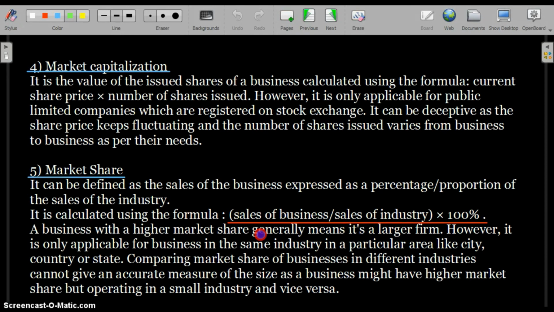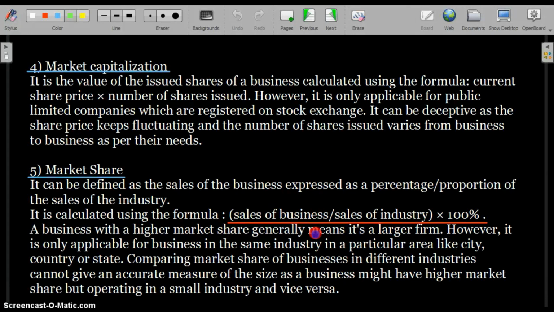Now, a business with a higher market share generally means it's a larger firm. However, it is only applicable for businesses in the same industry in a particular area like a city, country, or state. Because if you're comparing the market share of businesses in two different industries, so they don't lie in the same industry, let's say an automobile industry and a food industry. Now the food industry might have a greater market share, let's say 30%, but the value of that market share might be something like 2 million. But the automobile industry might have a 10% market share, which is less, but the value of that is very large, let's say 10 million. So that's a huge difference.